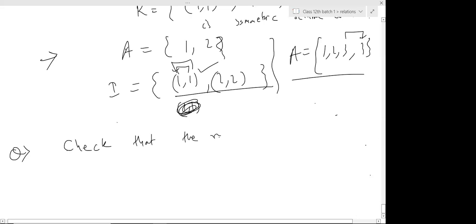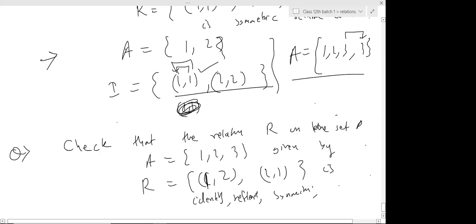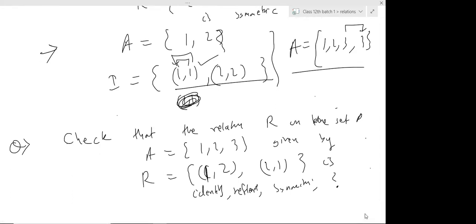Next question. Check that the relation R on the set A equals to {1, 2, 3} given by the following, and you have to tell me if this is symmetric, identity, or reflexive. This is (1,2) and (2,1). Is it symmetric, reflexive, or identity? All right, send the answers in the chat.